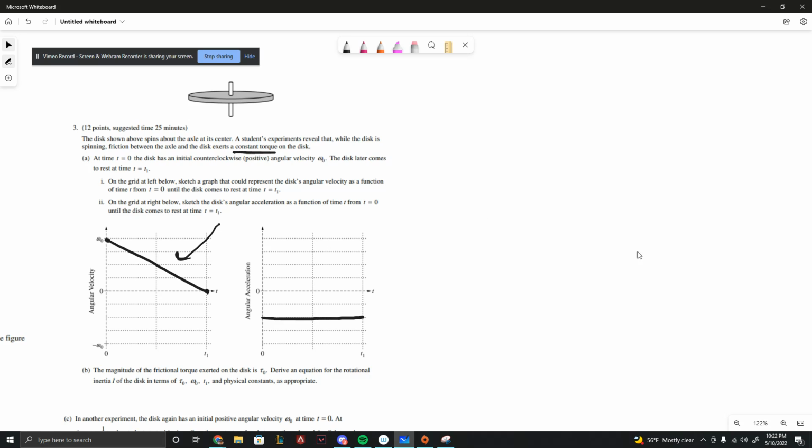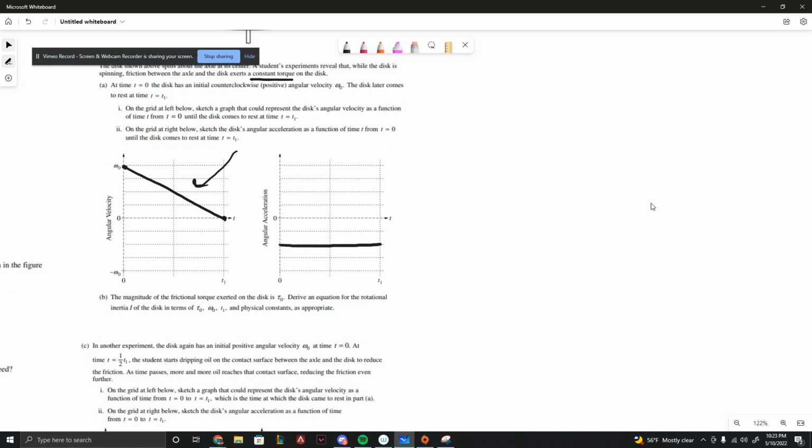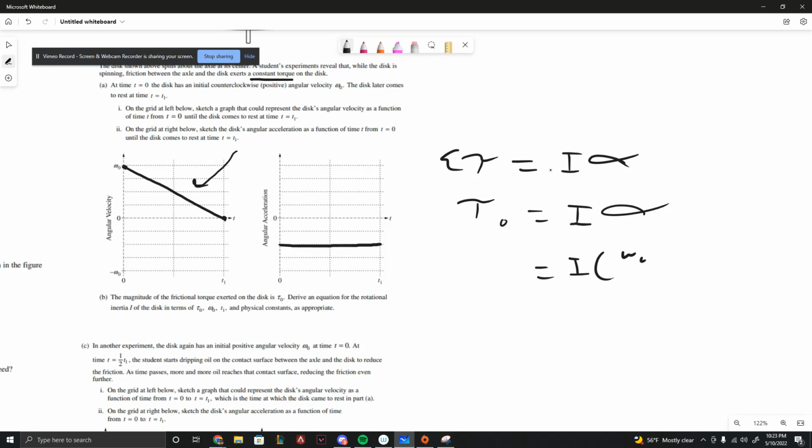Okay. Let's go down to part B, where the magnitude of the frictional torque on the disk is tau 0. Derive an equation for the rotational inertia of the disk in terms of tau 0, omega 0, and t1. So, hopefully your net torque equation is coming to mind. Your torque is equal to I alpha. So basically, our net torque here is tau 0, and it's equal to I, which we're solving for, times alpha, which, in case you are forgetting, I hope not, is omega naught over t1.